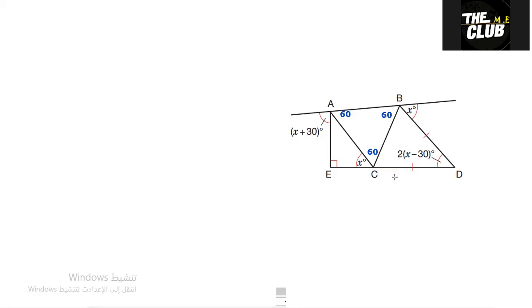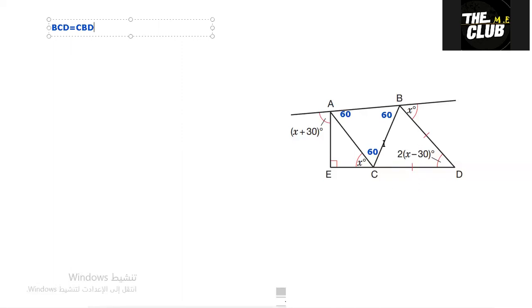Of course, we don't have parallel lines, so we can't use parallel lines rules. But I have an isosceles triangle, so I'm going to use this rule. Now I'm going to try to find these two angles. I'm going to say that they are equal. BCD equals CBD. This angle and this angle are the same because it's an isosceles triangle.